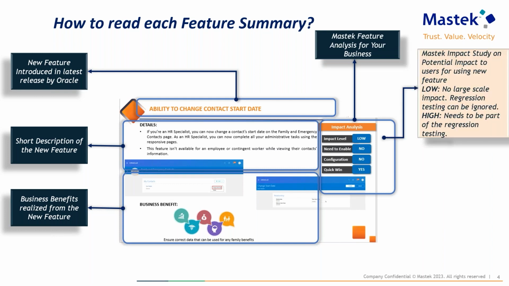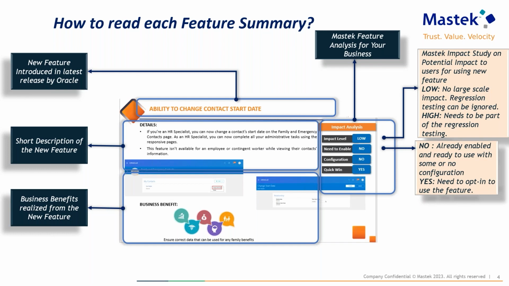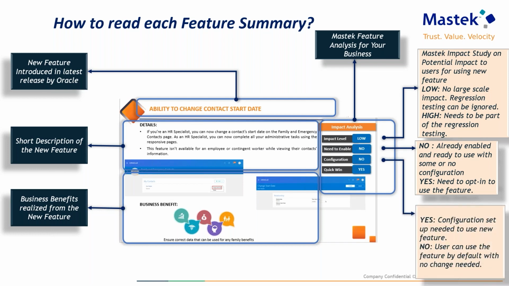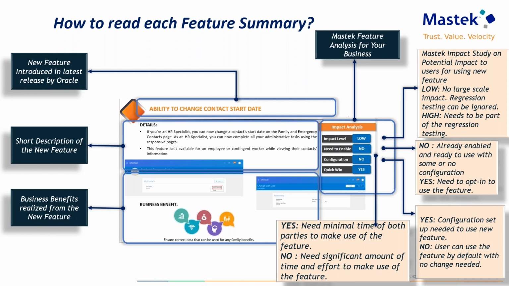The first one is the impact level analysis. If it's a low impact, then regression testing can be avoided. If it's a high impact, then we need to offer regression testing. The second one: we all are aware that there are some features which are by default auto-enabled by Oracle, and there are some which we need to opt for. The third one highlights the nature of the feature. There would be certain configuration which may be required, some may require some changes, and some can be used without any changes at all. And the last one is quick win. This term is simply used to convey what is ready to use by investing a minimum amount of time, and what requires a significant amount of time and effort to make use of the feature.